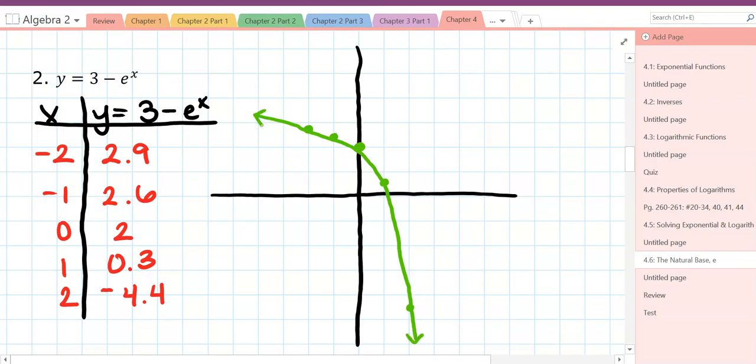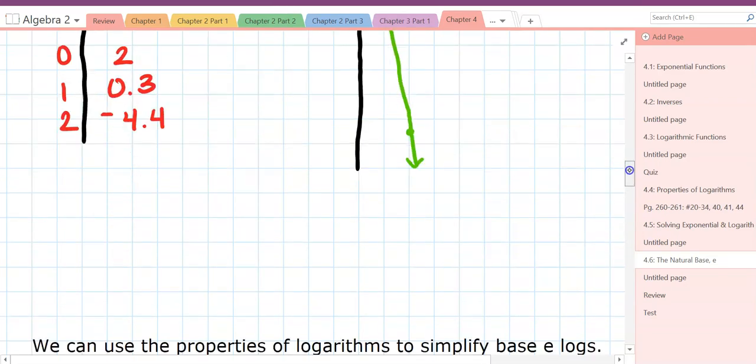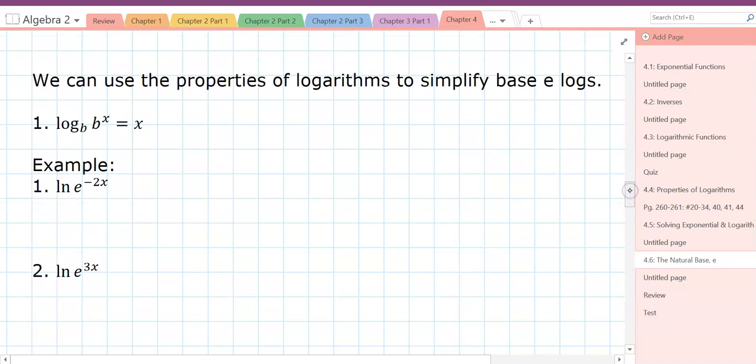Okay, so that would be what that graph looks like there. Now we're going to look at E being used inside of logarithms.